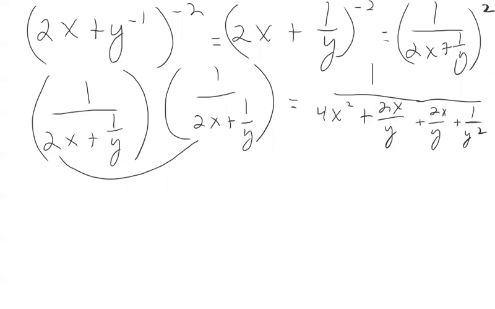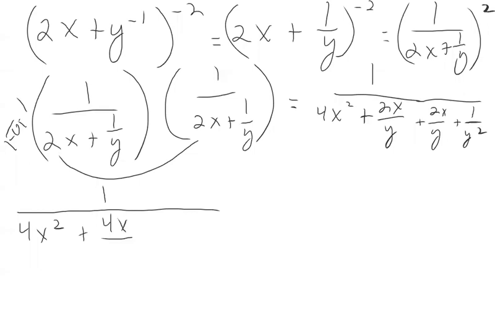So all we did here was FOIL. And all we did in the top part was use the negative exponent rule. So now if we combine terms, we get, again, 1 is my denominator. I get 4x squared. 2x over y plus 2x over y, right, becomes plus 4x over y plus 1 over y squared.